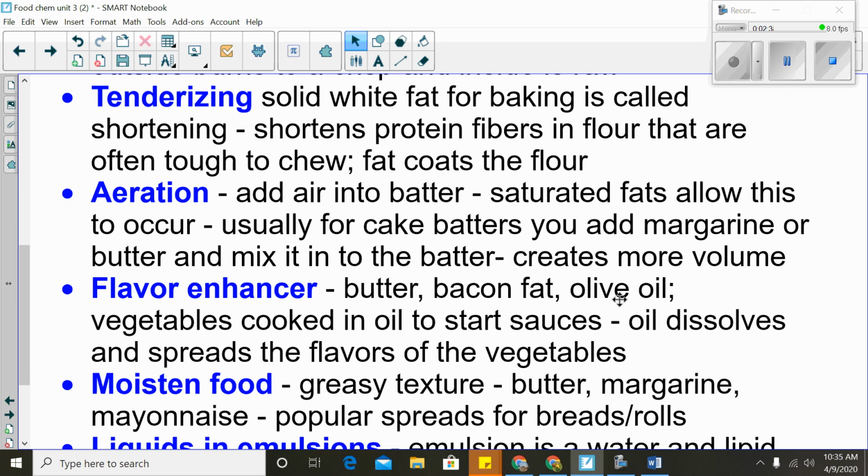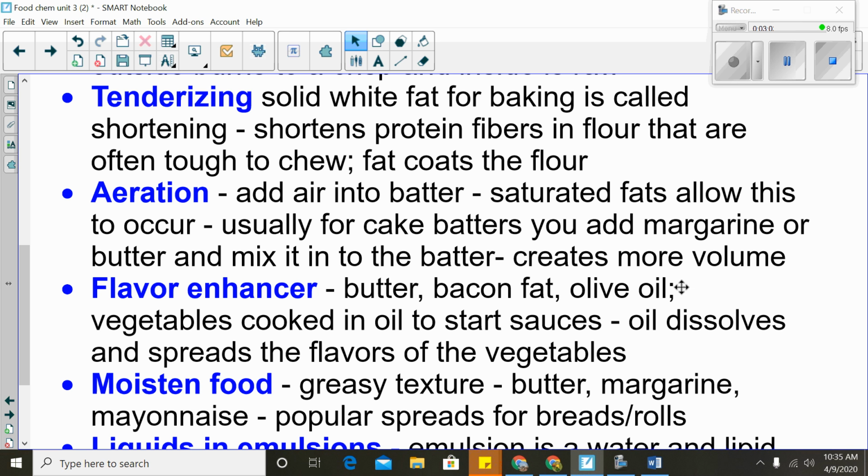Lipids are used for tenderizing. So the original fat for baking was a solid white fat called shortening. It's actually like Crisco in stores if you use that. So why was it called shortening? Well, it would shorten the protein fibers in flour that are often tough to chew. So the fat would coat the flour and make it softer. It would shorten the fibers. That's why it's called shortening.